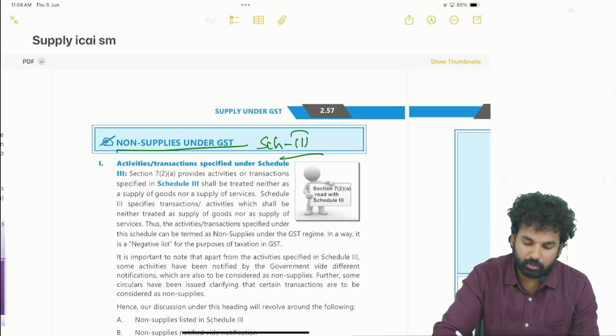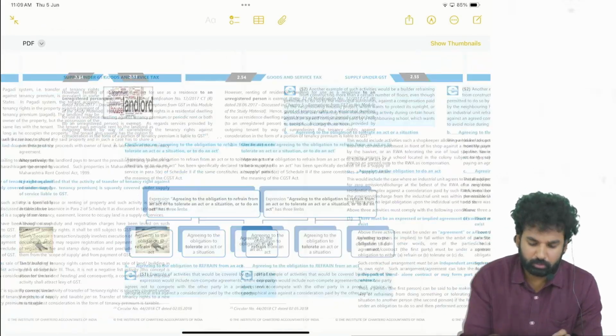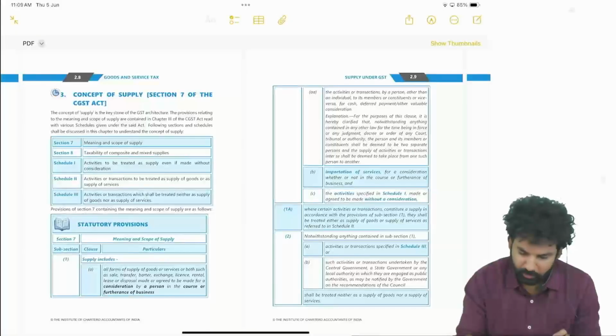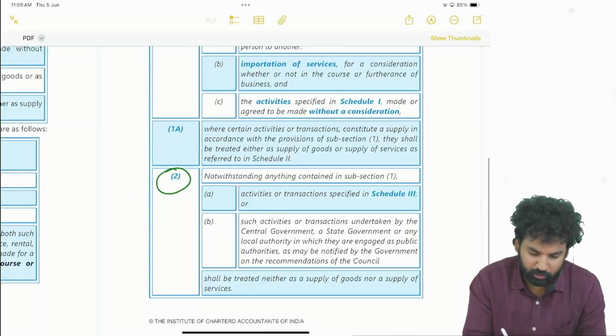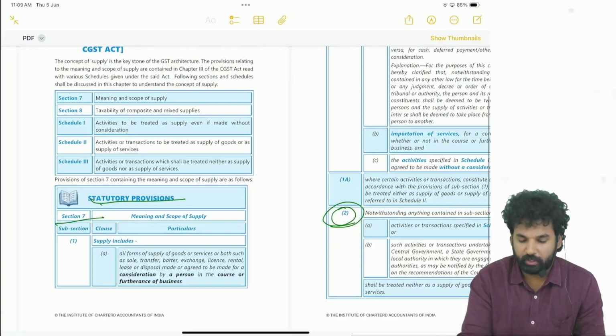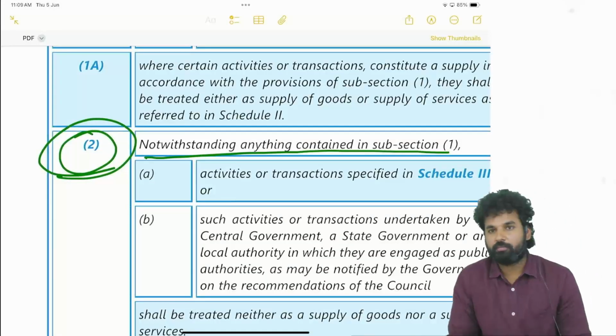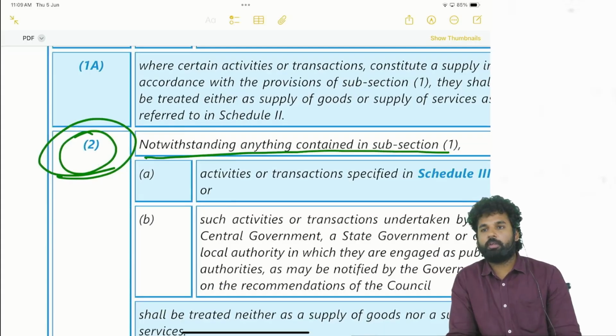So in 7(2) also we have subsections, I think. Just coming to the main section here. In section 7 subsection 2, you see the statutory provision. Notwithstanding anything contained in subsection 1. In subsection 1 it is being told that goods or service, consideration, business, even though not consideration, even though no business, it shall be treated as supply. We have read with schedule 1 all the subsections.